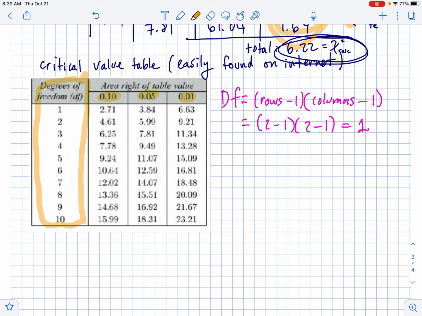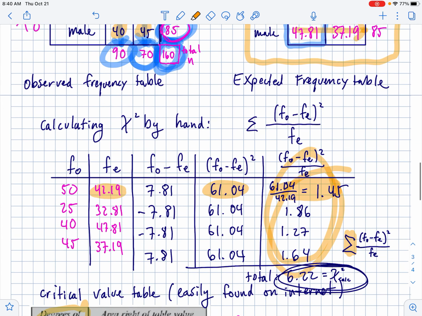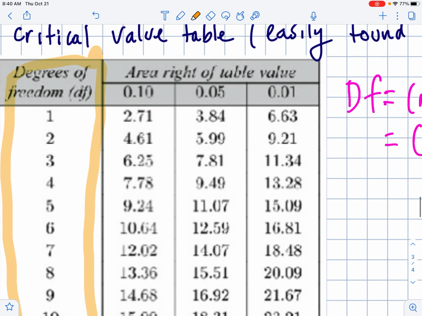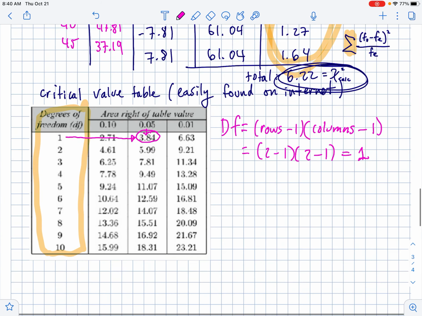So you will see your degrees of freedom here in this column. So I find 1 degree of freedom, and then we have to test it at a certain confidence, either 10%, 5%, or 1%. In general, if it doesn't tell you, the scientific standard is 5%. This problem didn't say, so we're just going to use 5%. So if I find 1 degree of freedom under 5% confidence, this is my critical value, 3.84.